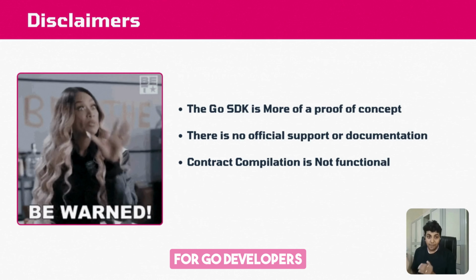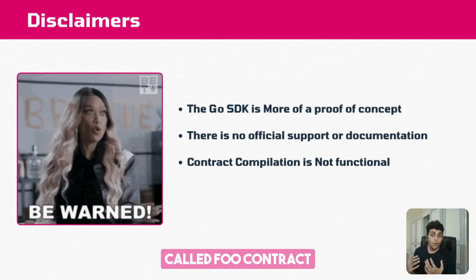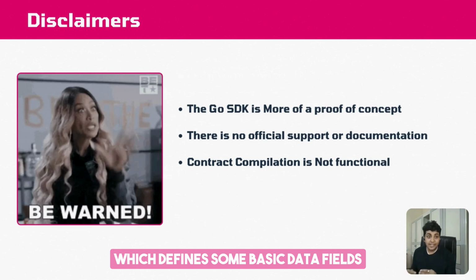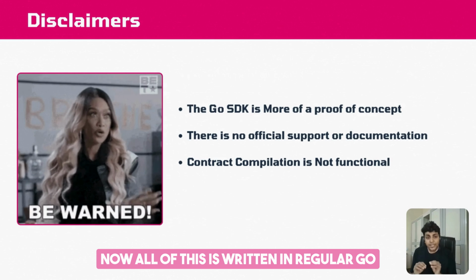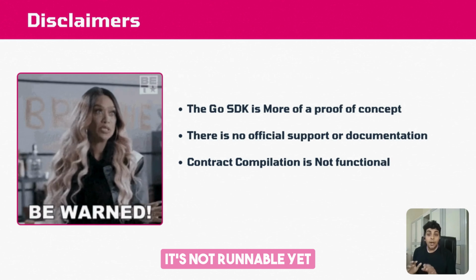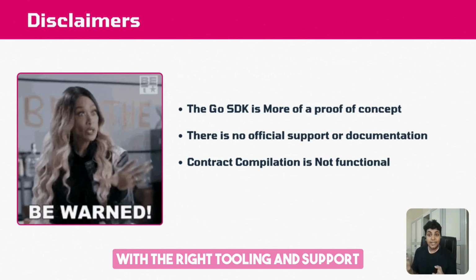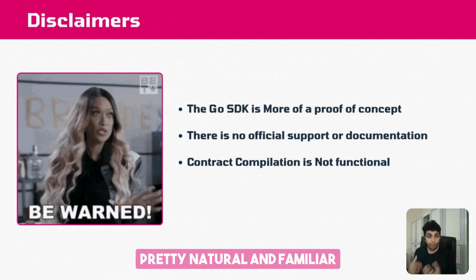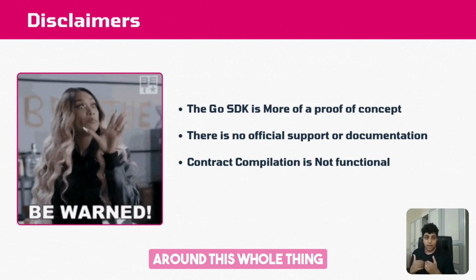There is an example contract that comes with the SDK called foo contract, which defines some basic data fields and a few methods to go along with it. Now, all of this is written in regular Go. It's not runnable yet, but it shows that with the right tooling and support, smart contracts in Go could feel pretty natural and familiar. So now there are quite a few challenges around this whole thing.